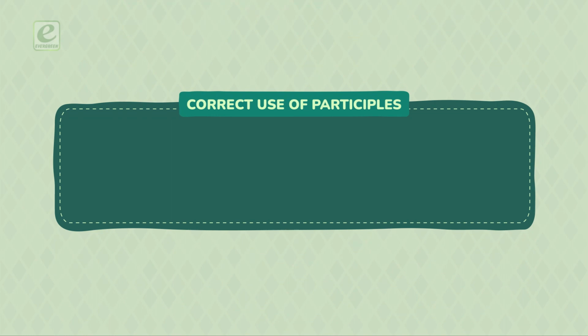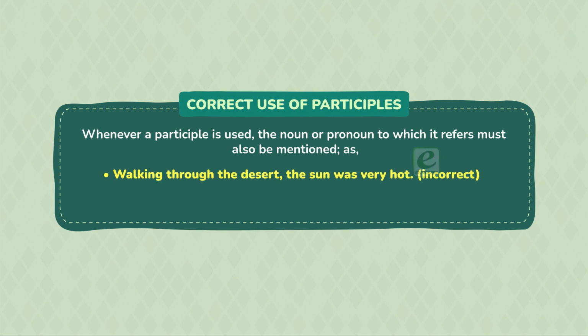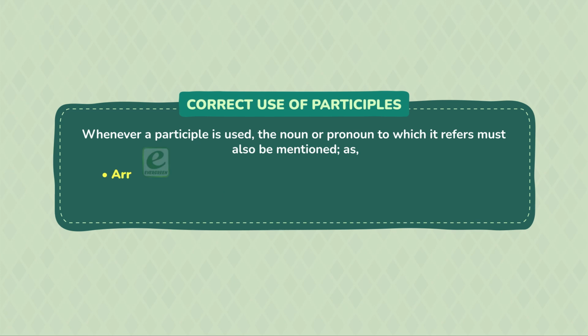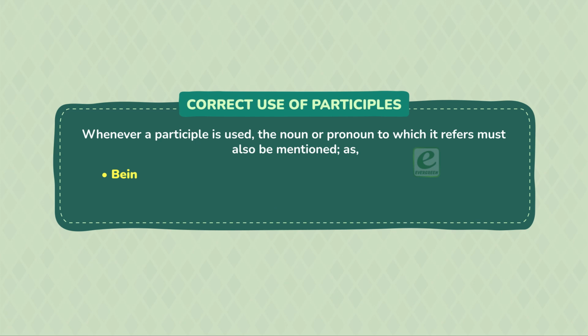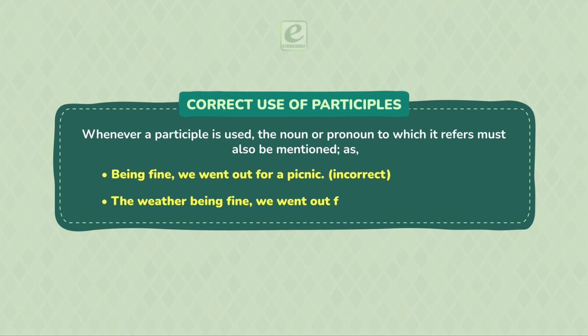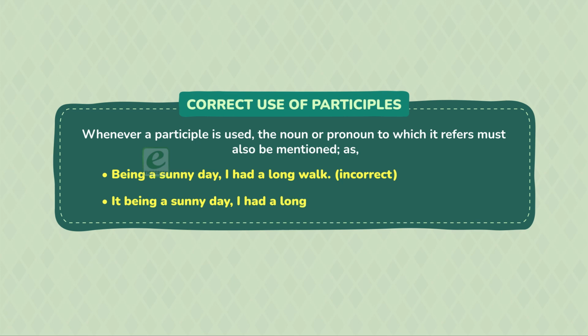Correct use of participles. Whenever a participle is used, the noun or pronoun to which it refers must also be mentioned. As: walking through the desert, the sun was very hot. Incorrect. Walking through the desert, I found the sun very hot. Correct. Arriving late, the train had already left. Incorrect. Arriving late, he found that the train had already left. Correct. Being fine, we went out for a picnic. Incorrect. The weather being fine, we went out for a picnic. Correct. Being a sunny day, I had a long walk. Incorrect. It being a sunny day, I had a long walk. Correct.